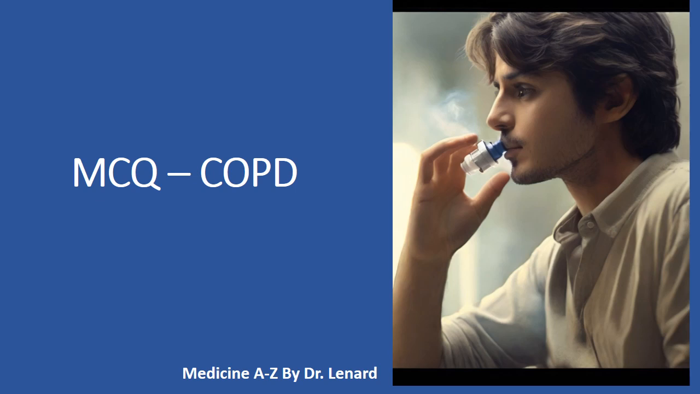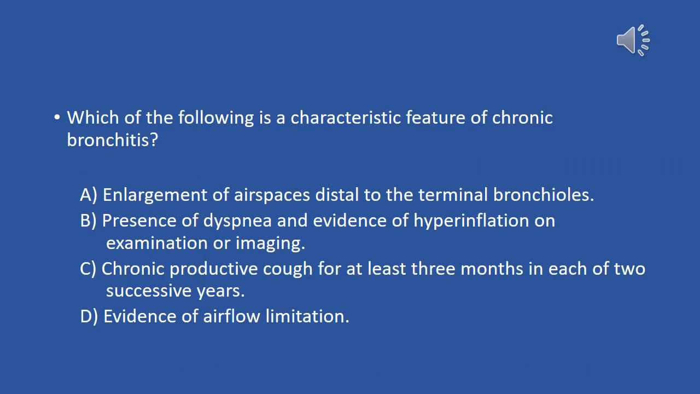Today, we are going to discuss some multiple-choice questions on COPD. Which of the following is a characteristic feature of chronic bronchitis? A. Enlargement of air spaces distal to the terminal bronchioles. B. Presence of dyspnea and evidence of hyperinflation on examination or imaging. C. Chronic productive cough for at least 3 months in each of 2 successive years. D. Evidence of airflow limitation.